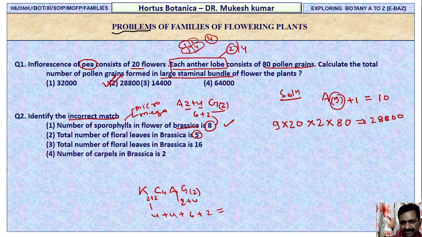4 plus 4 is 8, 8 to 10, and the total number is 16. But what are they talking about? The total number they are talking about is 5. So this is wrong, and here this is correct, my child. See, I counted, the total number is 16. This is the correct one. Now, the number of carpels in Brassicaceae is 2.